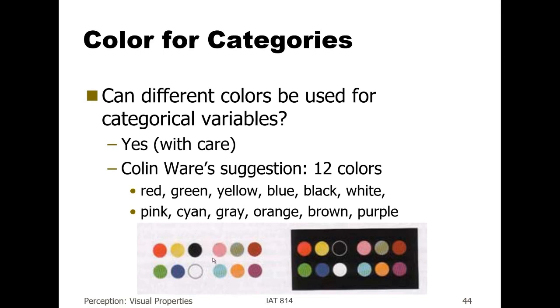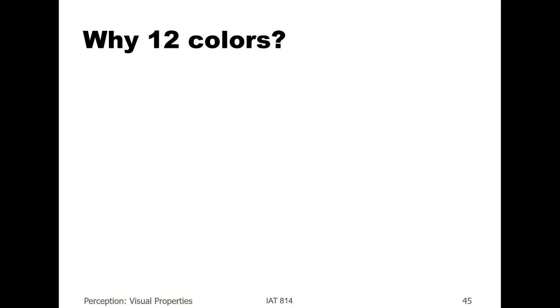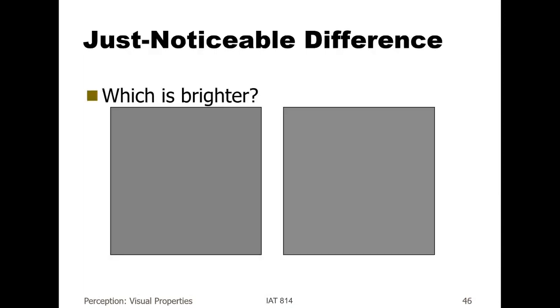If you wanted 12 colors, you would add pink, cyan, gray, orange, brown, and purple. Those colors work with a white background, shown here, and also work reasonably well with a dark background. He did an experiment where the background color was used as a backdrop for color pairs, and he wanted to find out which colors would be easy to distinguish from each other. Why 12 colors? Well, the answer is that our perceptual system, because of its relative nature, adjusts itself continuously to the visual environment.